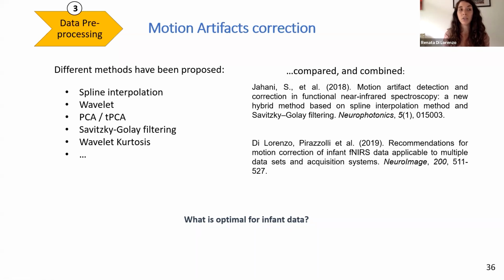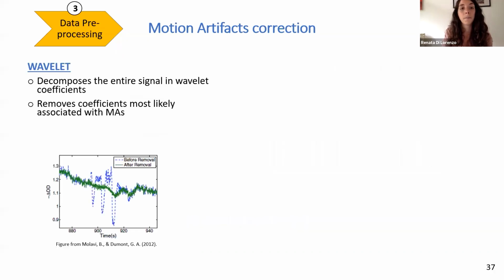What we did was suggest the use of spline in combination with wavelet filtering for infant data. Why did we choose these 2? Mainly because these 2 methods target motion artifacts differently, and they have been suggested for adult data. But I'm going to tell you a little bit about how they work singularly.